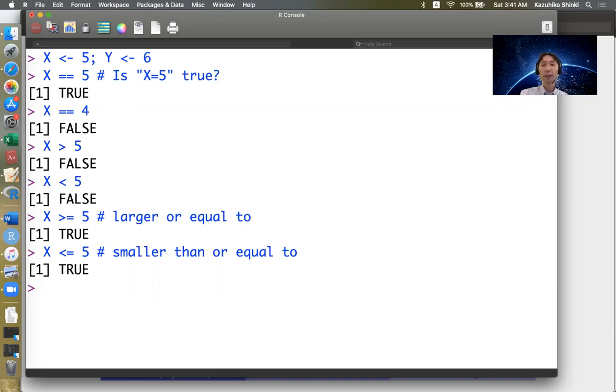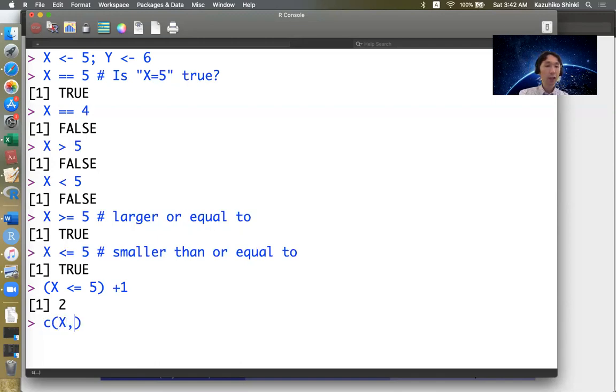So we have studied numeric values, character values, and factor values. But here, the logical values. Logical values are basically either true or false. And true is regarded as 1, and false is regarded as 0. For example, this is true, so this should be 1. So we add this to 1, then this becomes 2.